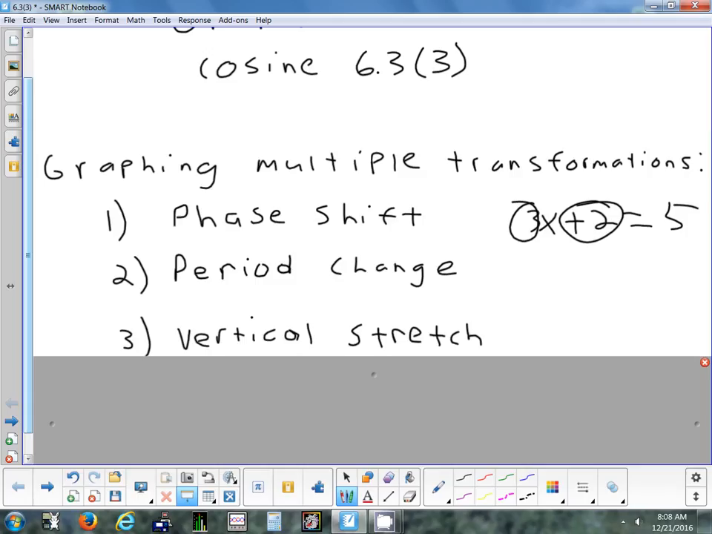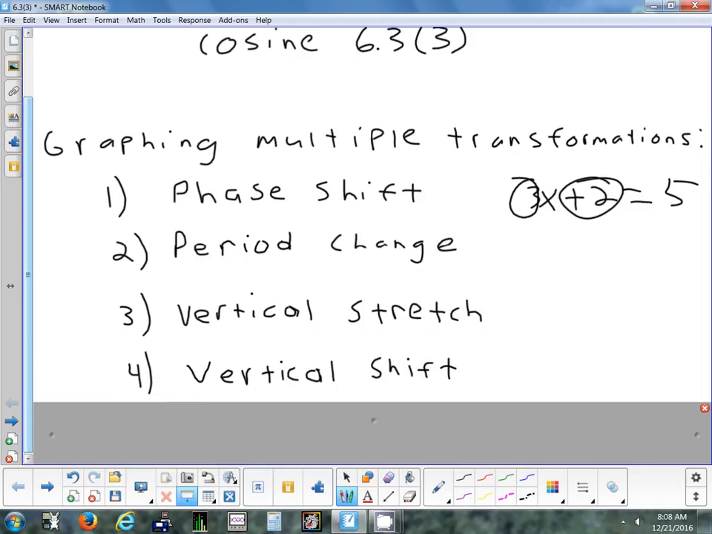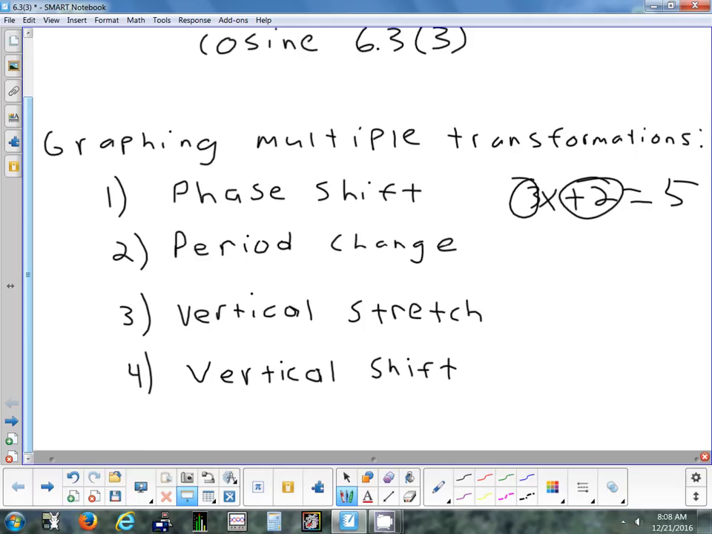The next thing you deal with is your vertical stretch. And the last thing you deal with is your vertical shift. Now, within step 3, you also could have a reflection. When would you have a reflection in step 3? Yeah, Tom? Stretching by a negative. Yeah, if you have a negative number for the vertical stretch.